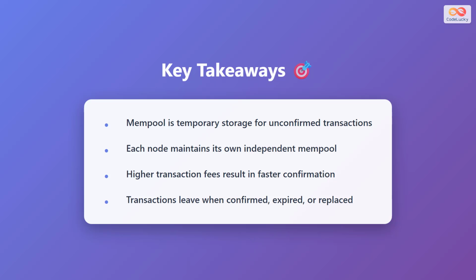Let's recap the key points about the Bitcoin mempool. First, the mempool is temporary storage for unconfirmed transactions that are waiting to be added to the blockchain. Second, each node maintains its own independent mempool, so there's no single global mempool. Third, higher transaction fees result in faster confirmation because miners prioritize these transactions to maximize their profits. And finally, transactions leave the mempool when they're confirmed in a block, when they expire after waiting too long, or when they're replaced by a higher fee version. Understanding the mempool helps you make better decisions about transaction fees and timing when using Bitcoin.